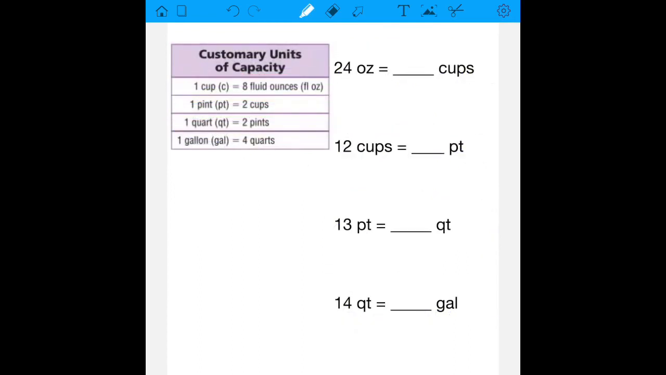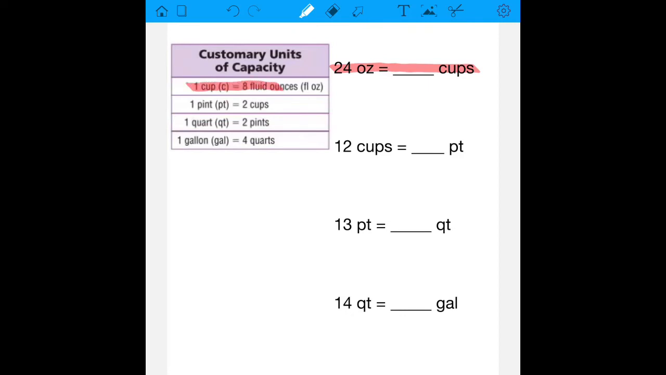So for this next round, we are going to convert from smaller units of measurement up to larger ones. I know that ounces were the smallest, so it goes up to cups, and then to pints, and then to quarts, and then to gallons. Gallons are the largest.